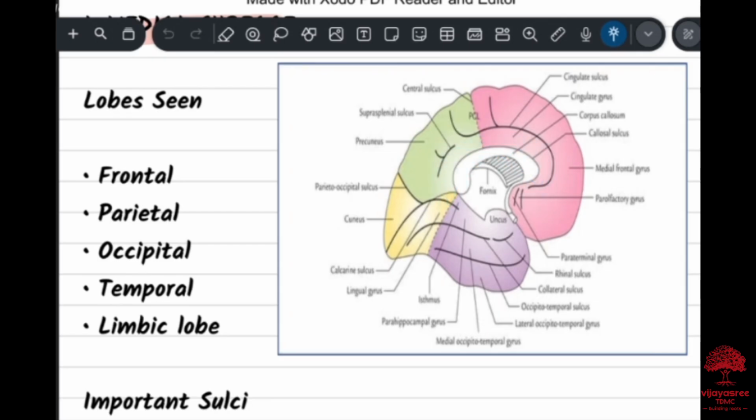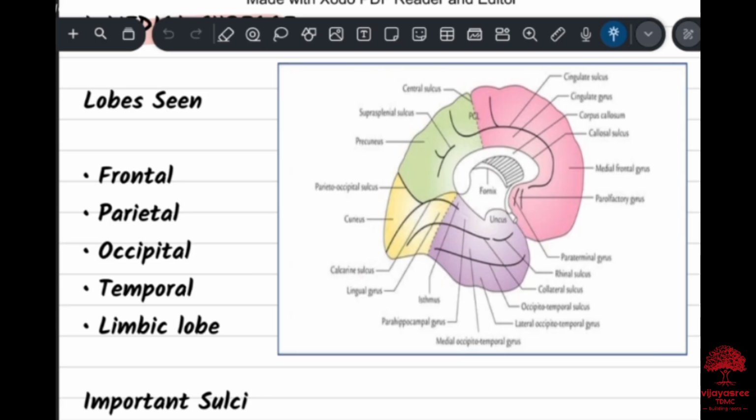And the callosal sulcus separates the corpus callosum and the cingulate gyrus. Then the cingulate sulcus, which is above the cingulate gyrus. Then the parieto-occipital sulcus separates the parietal lobe and the occipital lobe. Then comes the calcarine sulcus, the site of primary visual cortex.